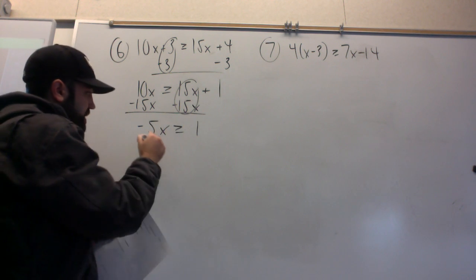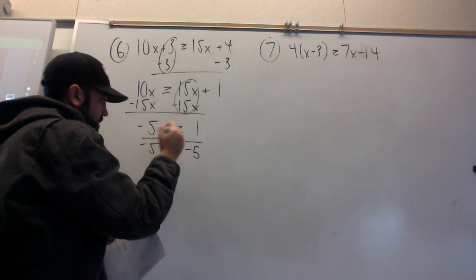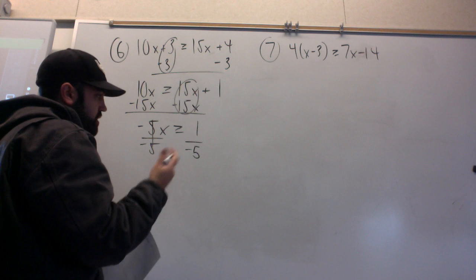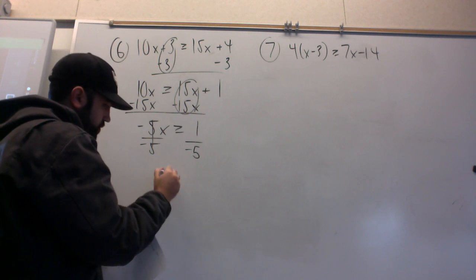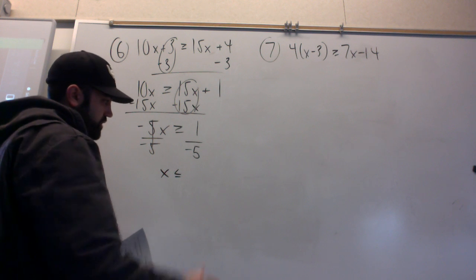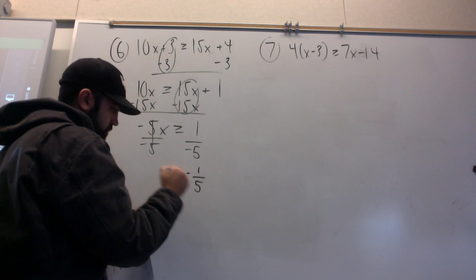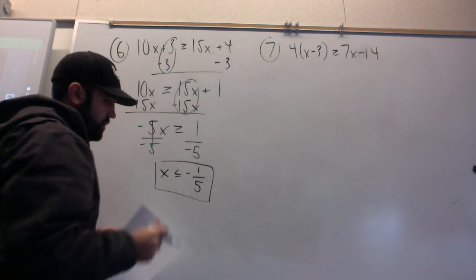And so the last step, you divide by negative 5, because negative 5 over negative 5 makes 1x. But we divide by a negative number, so this greater than or equal to needs to flip to less than or equal to. So we get x is less than or equal to negative 1/5.